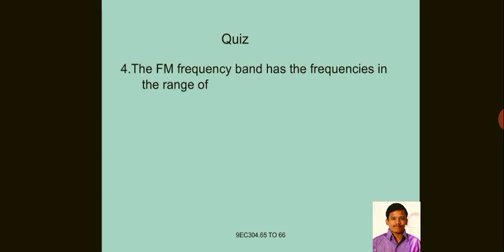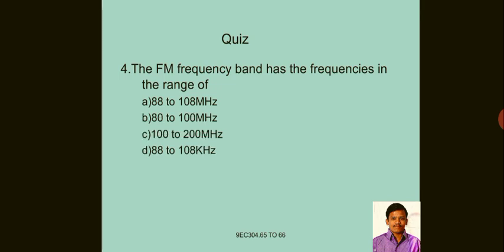Next question. The FM frequency band has frequencies in the range of, so try to guess. First option 88 to 188 megahertz. Next 80 to 100 megahertz. 100 to 200 megahertz. 88 to 108 kilohertz. So the answer will be A.